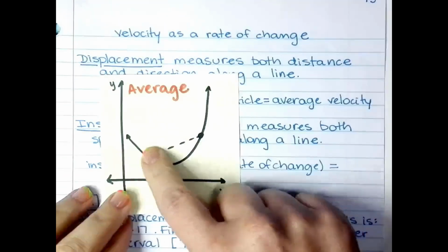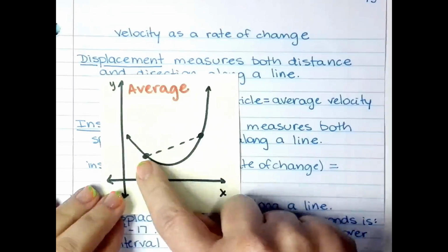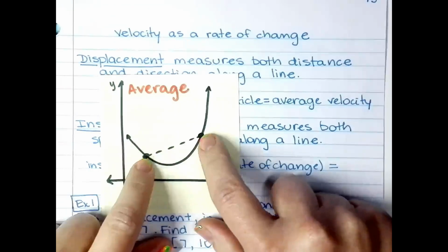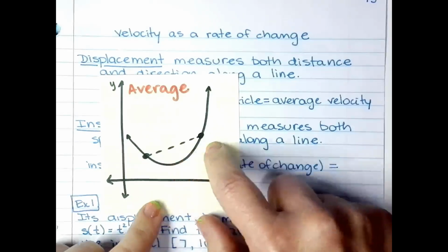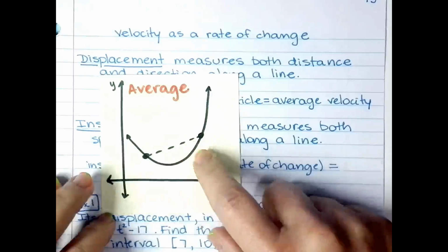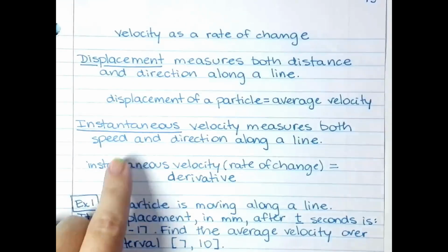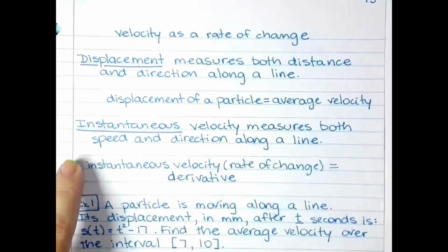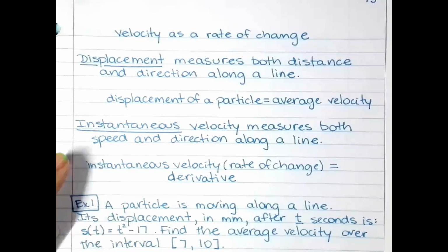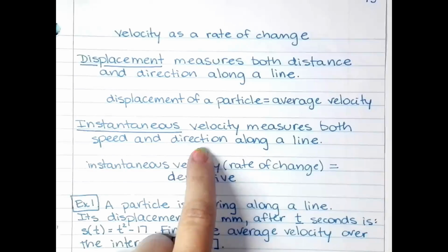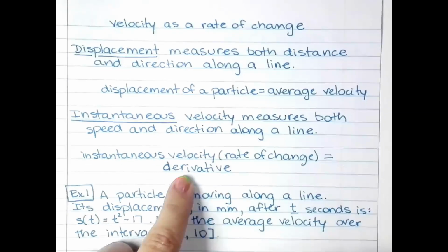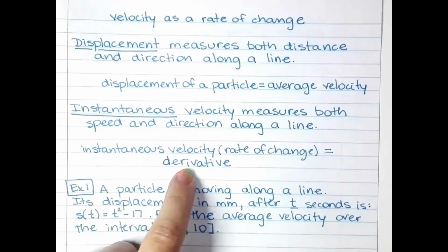You probably remember my little sketch here. So we're trying to find the average velocity between these 2 points right there. By the time you find the slope of the secant line, voila, that's the average velocity. And we're also doing instantaneous velocity, which measures both speed and direction along the line. That's just the derivative.